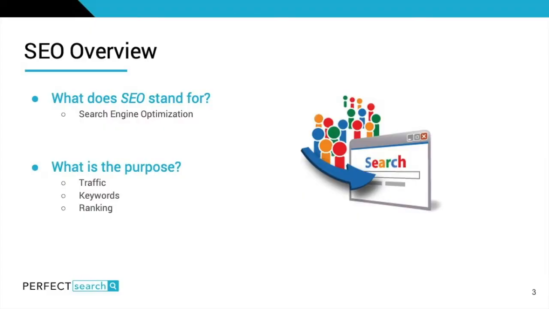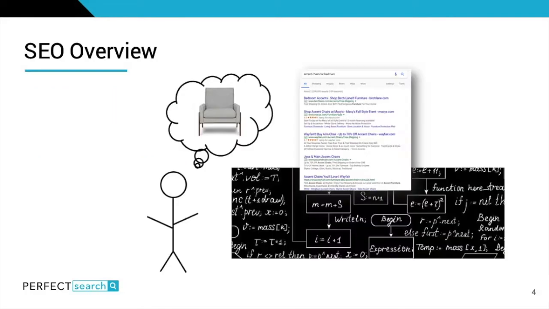So first we want to touch on what SEO stands for. It stands for Search Engine Optimization. And the core three purposes are traffic, so gaining traffic to your site, keywords, improving your keyword portfolio, and then finally ranking, so where you're showing up on the search results, whether that's Google, Bing, or Yahoo.